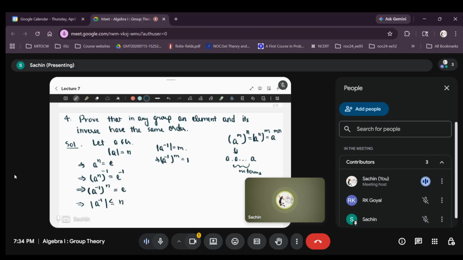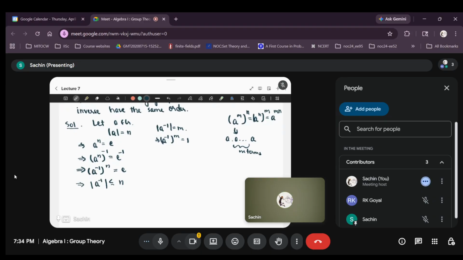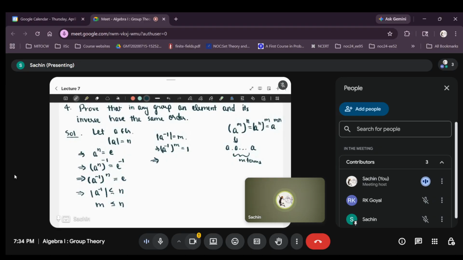So just because A inverse power n is E doesn't mean the order of A inverse is n. It just means that the order will have to be some number that is smaller than it or equal to n. That is fine, right? So this just shows that the order of A inverse, I wrote it as m, so m is less than or equal to n. And we can do a similar thing here also.